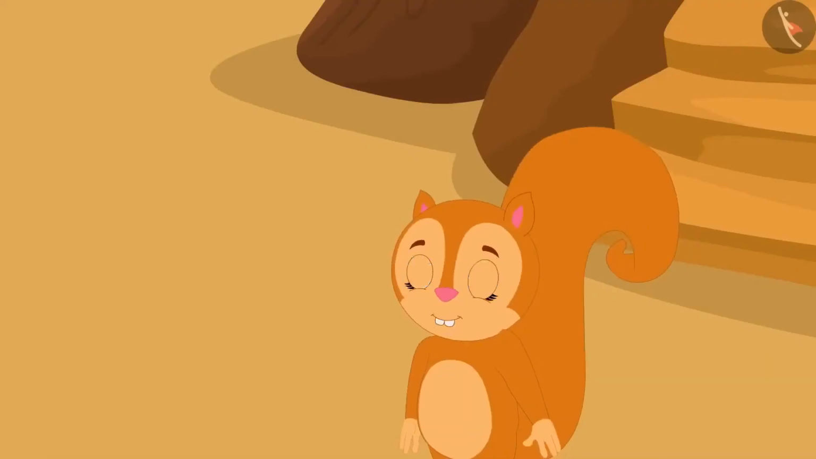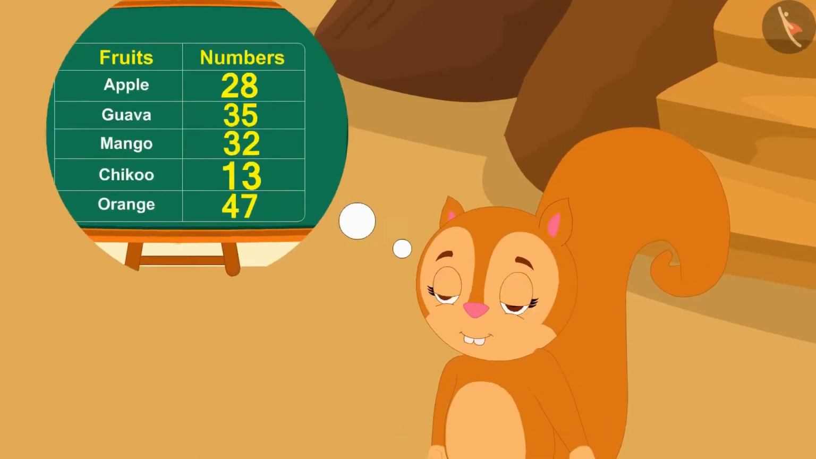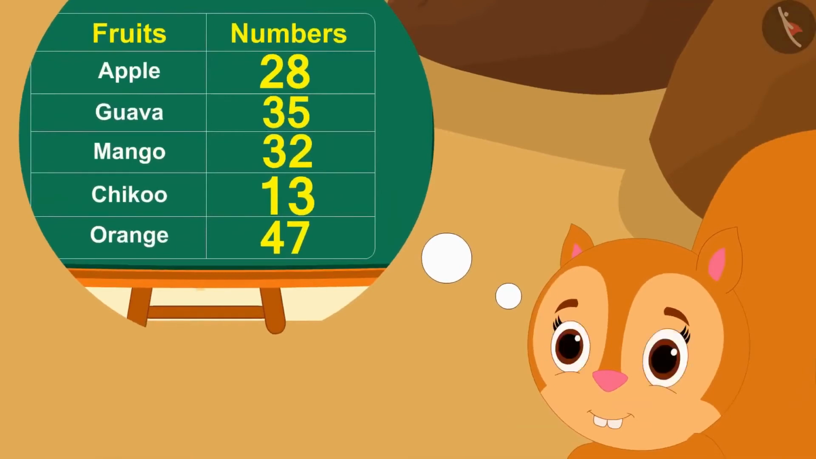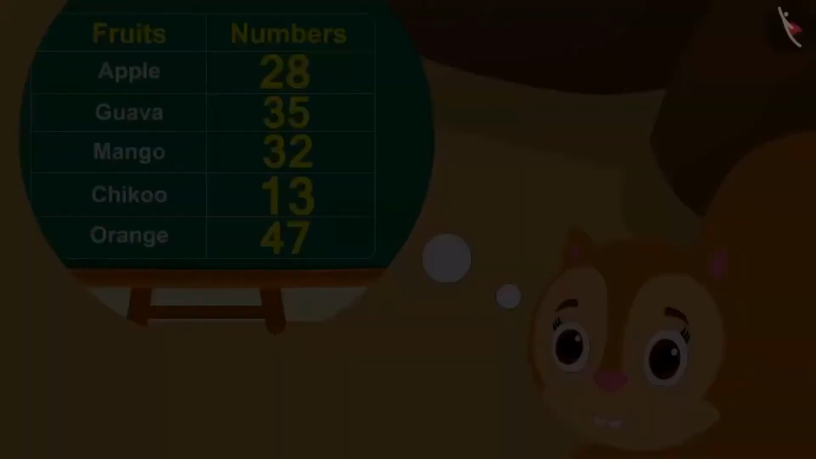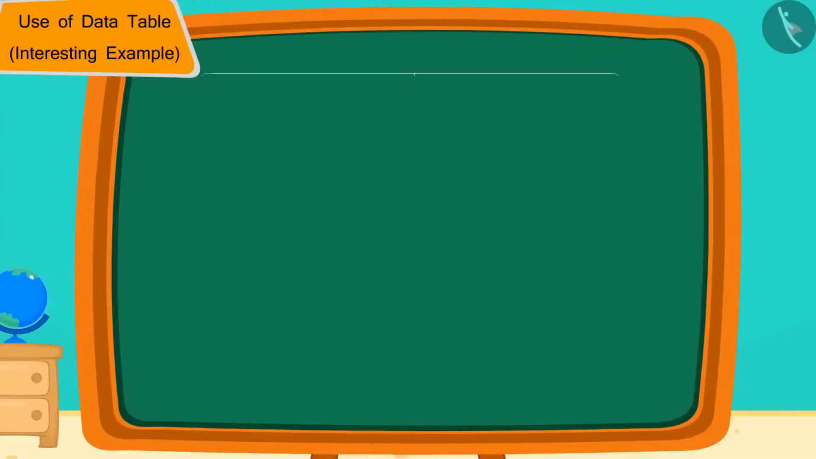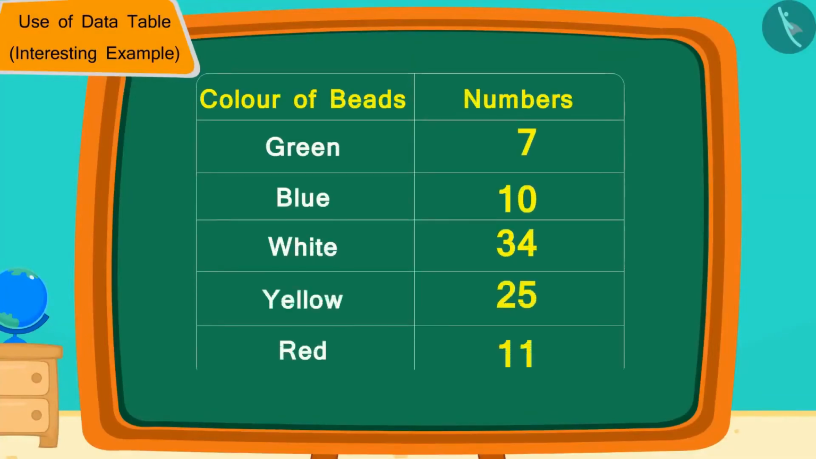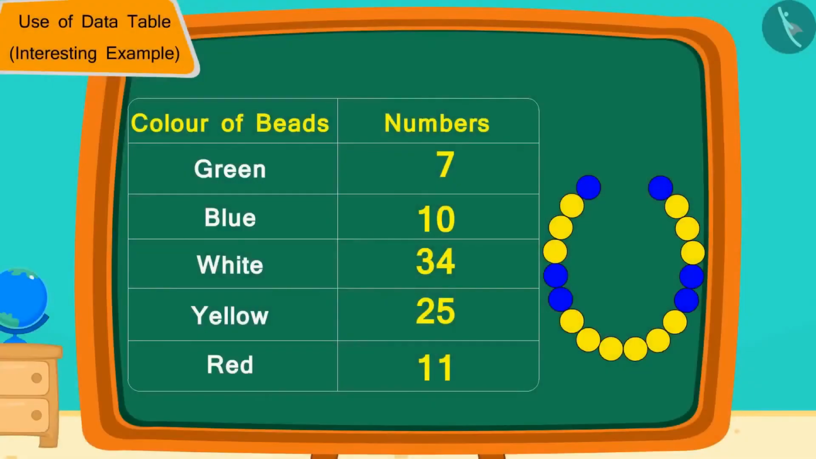Chanda immediately remembered that she could also find a solution to this problem by making a data table. She and Golu together counted the number of beads and wrote them in a data table like this. Children, can you see this table and tell if Chanda and Golu have enough beads to make their necklace? If you want, you can stop the video and find the answer.